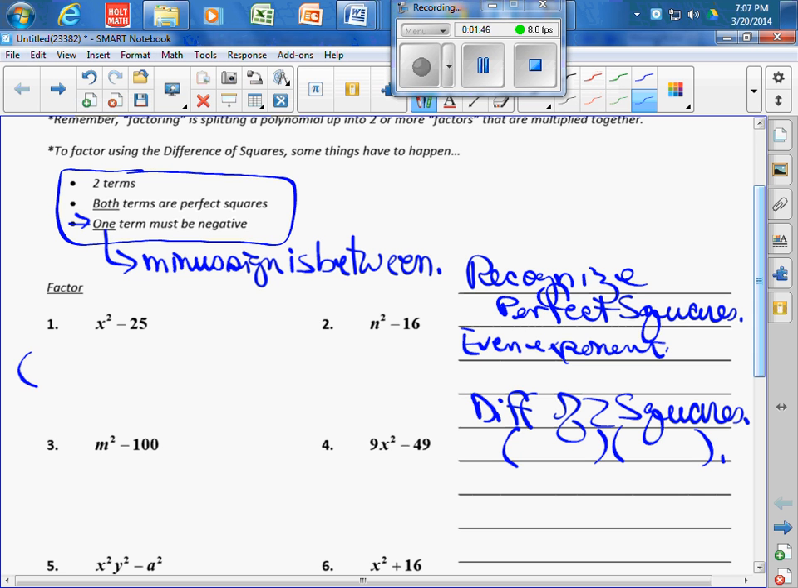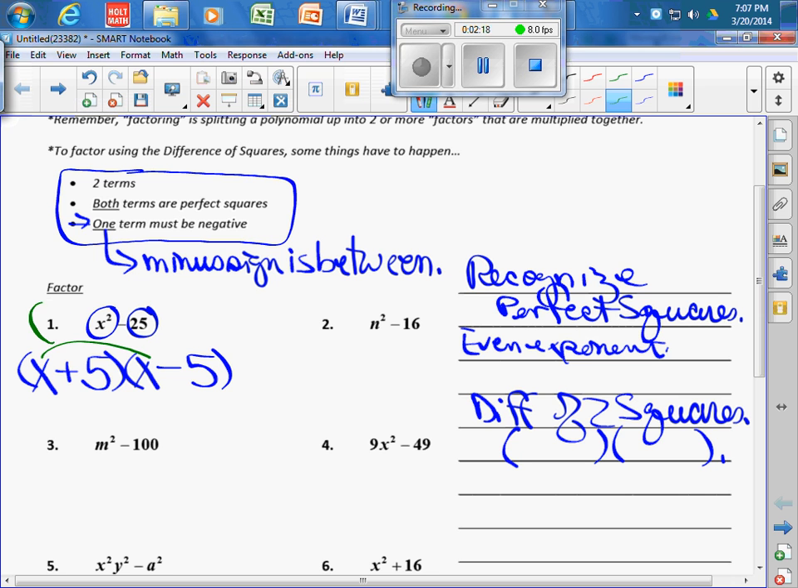Here it is, very simple. Start with your two sets of parentheses. x squared minus 25. Now, we're going to take the square root of the first term. What's the square root of x squared? That's right, it's x. Then we're going to take the square root of the last number. What's the square root of 25? Well, it's 5. Now, if you can handle this, I don't know. Here's the hard part. One's plus and one's minus. And you're done.